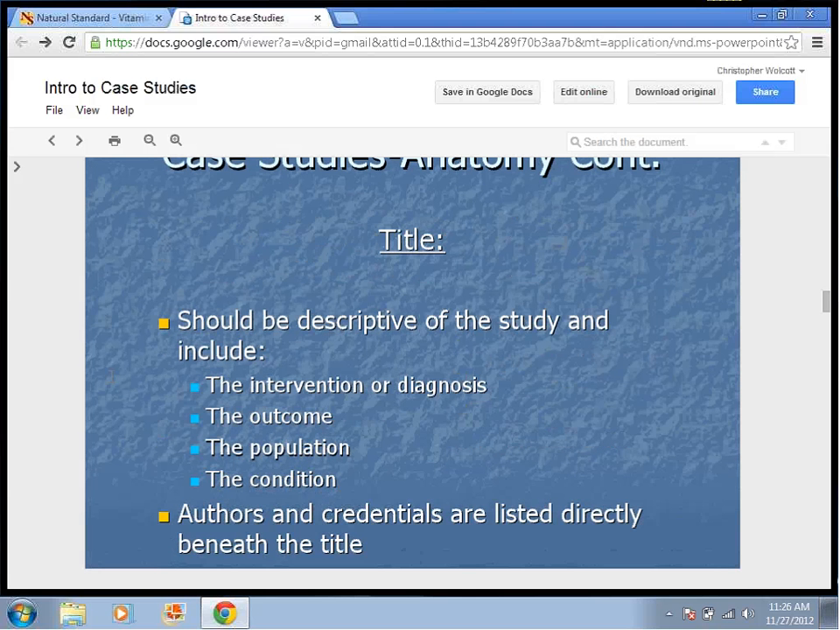So the title, typically authors, I think most often will work on the title last. The title is one of the more challenging parts of a case report because it has to, in two sentences, essentially summarize your case study. So what intervention or diagnosis, the outcome, the population, and the condition, all in one concise, very informative title. Would I be interested in reading this? And so a lot of authors, I think, will write the abstract first, and then maybe the body of the case study, and then come back to do the title last.